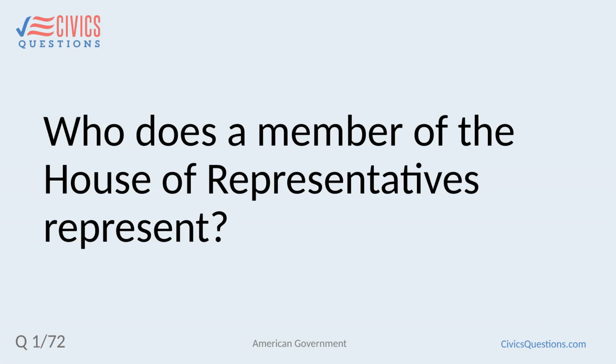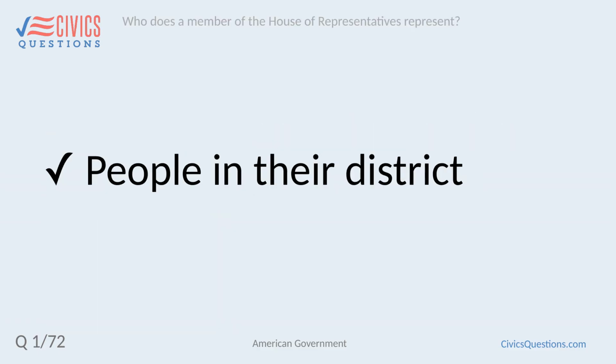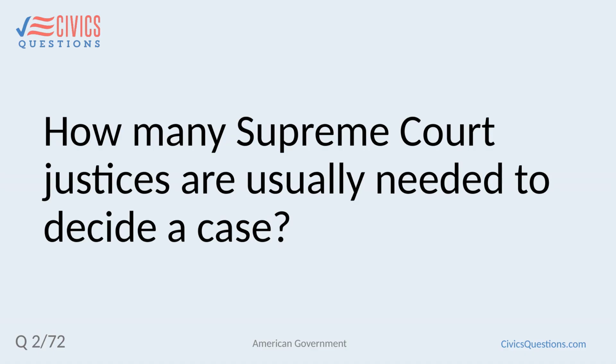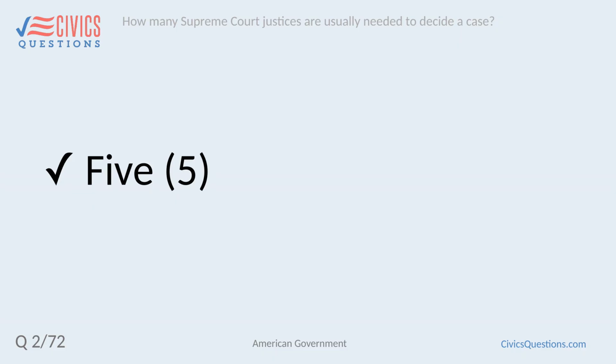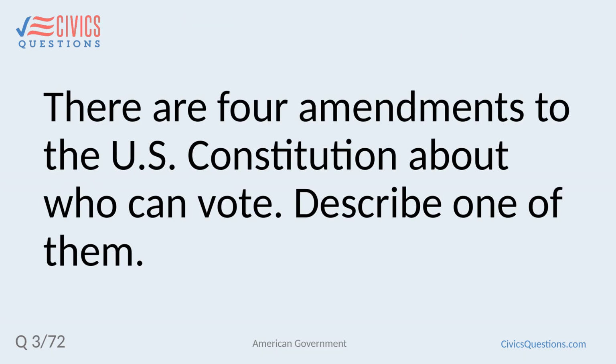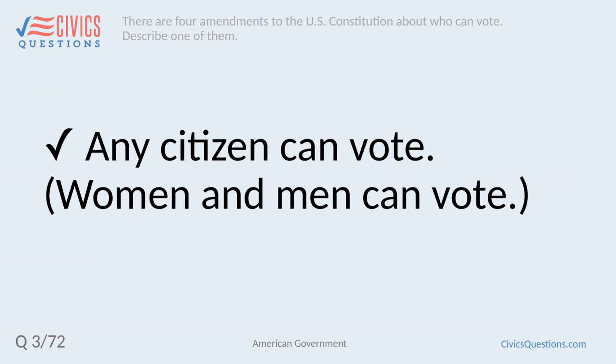Are you ready? Let's begin. Who does a member of the House of Representatives represent? People in their district. How many Supreme Court justices are usually needed to decide a case? 5. There are 4 amendments to the U.S. Constitution about who can vote. Describe one of them. Any citizen can vote. Women and men can vote.